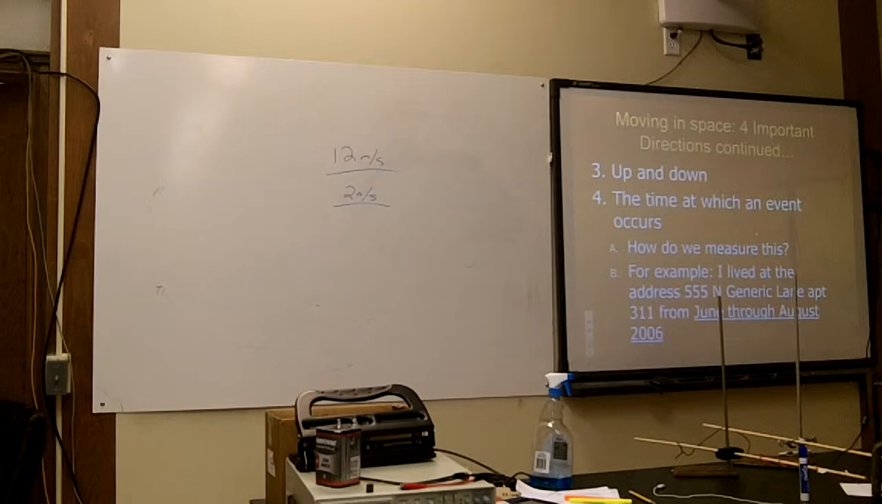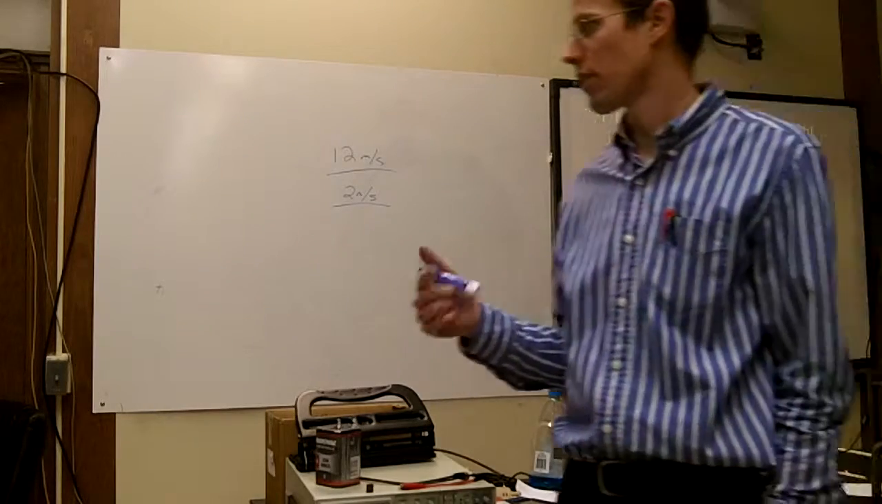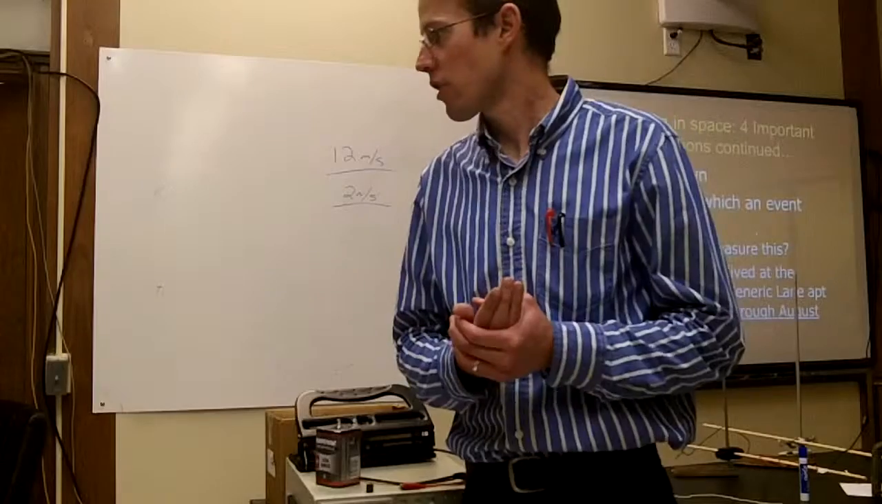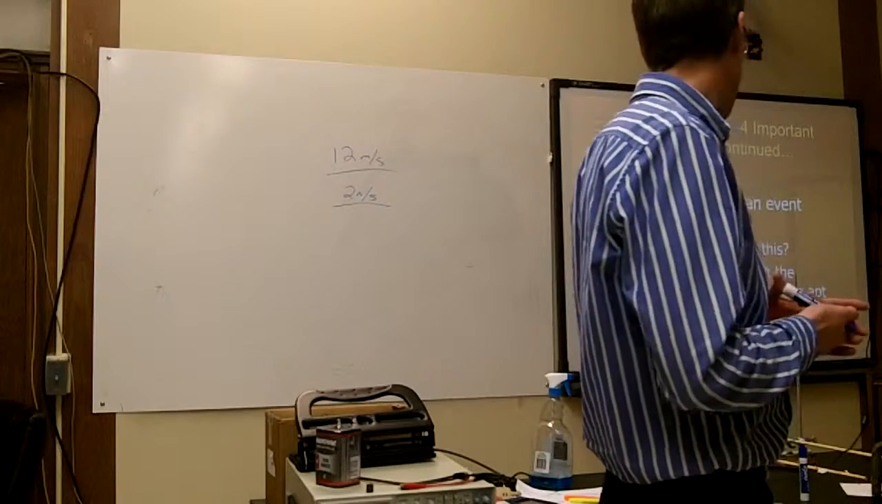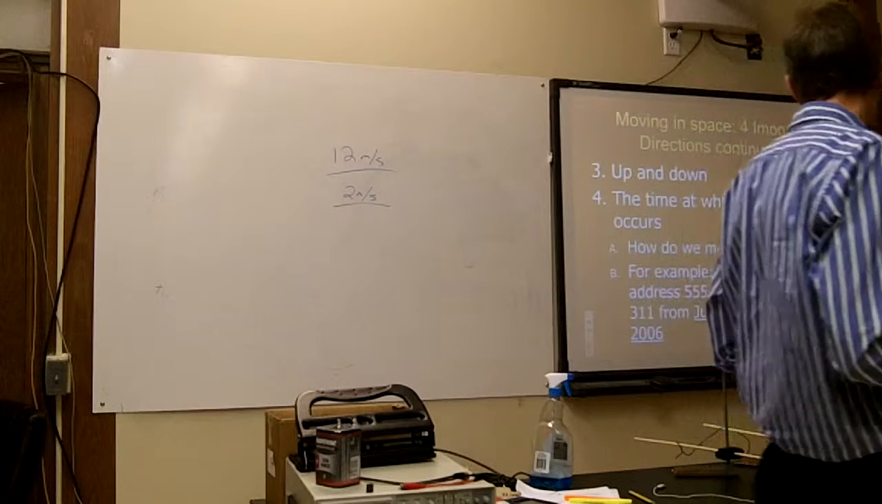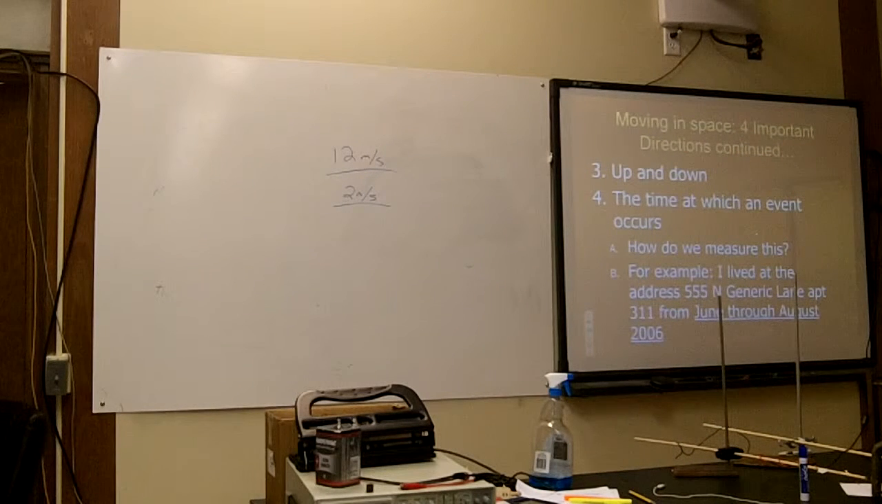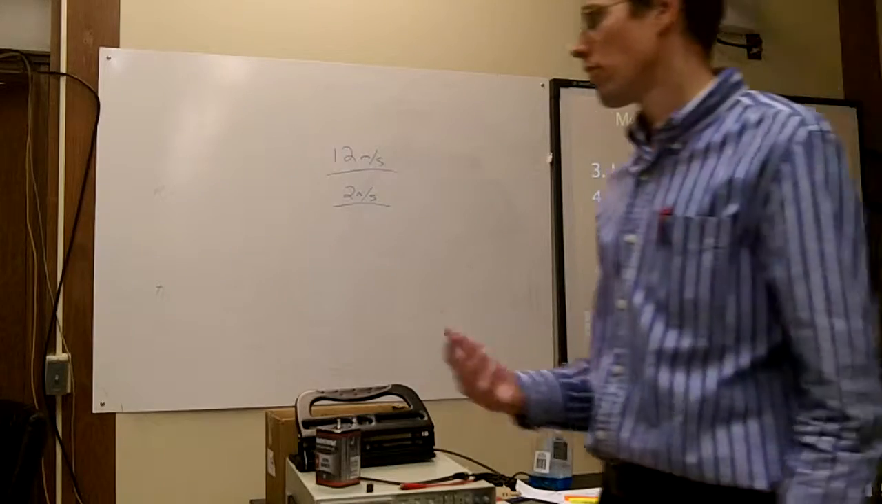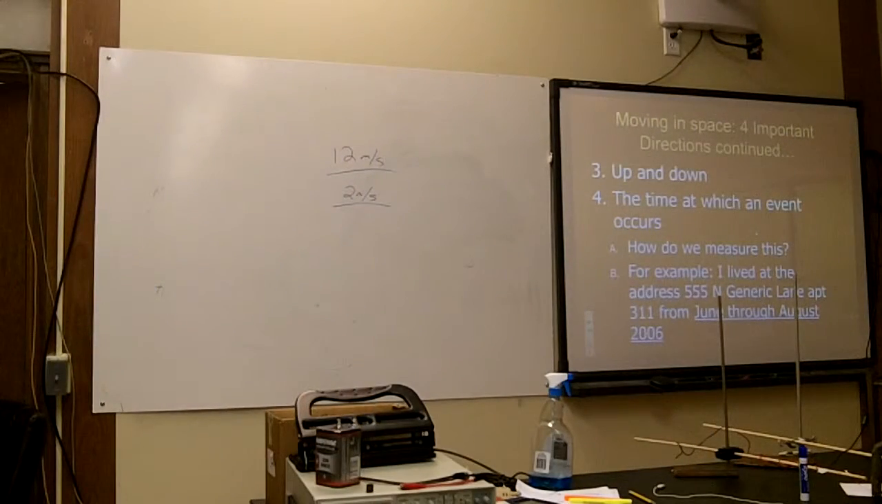When you're talking about your direction, you need to take into account all the events and when they occur. Okay, so for example, my apartment address. I lived at 555 North Generic Lane, apartment 311, June through August 2006. That took into account all four dimensions because you got your intersection, your street, your house number, your level, so you knew how high you are, and then it gives you a date. So we have to consider those things.